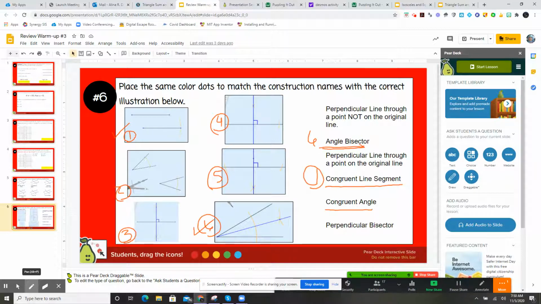It is 2 for sure. It's kind of a stinky question because when I make perpendicular lines, I automatically make 4 right angles, which are congruent. It's not really the intent of this construction. So now I've got 3 perpendicular choices. How are they different? I've got one that has a point not on the original line, one that says on the original line, and one that says bisector. Any ideas on how we can identify which one is which?